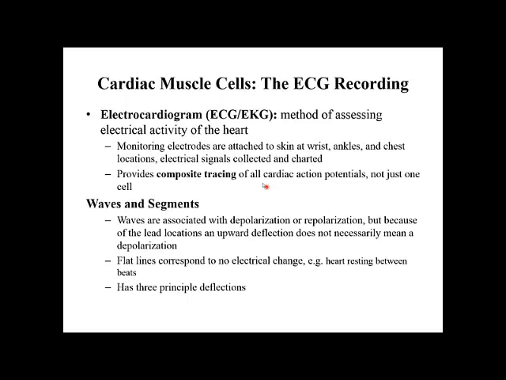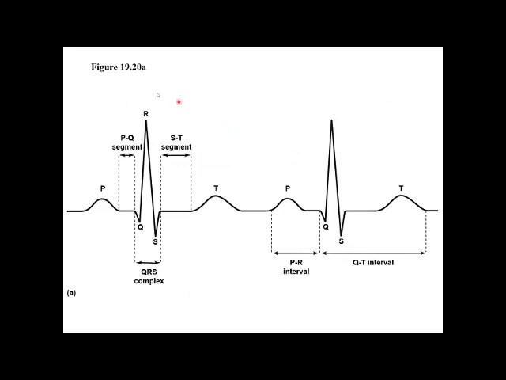Essentially, several leads are attached, typically at the wrists, ankles, and chest. But those locations can vary, and lots of different locations can be used. So you're collecting a composite tracing of all the action potentials occurring. So don't get confused. The EKG is not the same thing as a single recording of an action potential. This image here shows a typical tracing of your normal EKG. We have several waves and several segments. We will need to figure out what each one means.